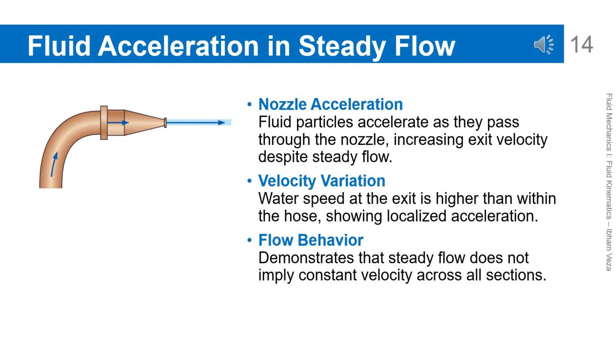Fluid acceleration in steady flow. Steady flow does not necessarily mean that the particle velocity is constant along its path. Inside a nozzle, fluid particles can experience acceleration even though the flow does not change with time. This happens because of changes in the flow cross-sectional area. The velocity increases as the fluid passes through a converging section. This example shows that acceleration can arise from spatial changes, not from time variation.